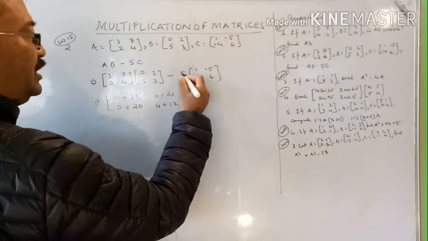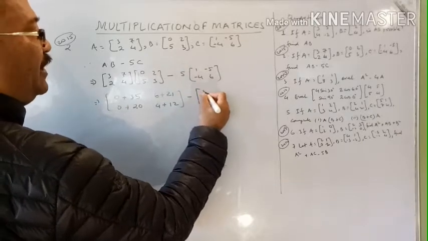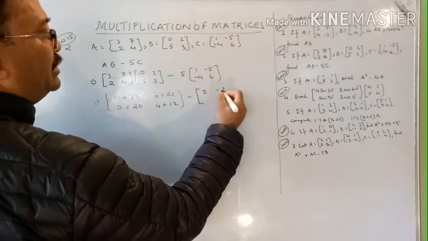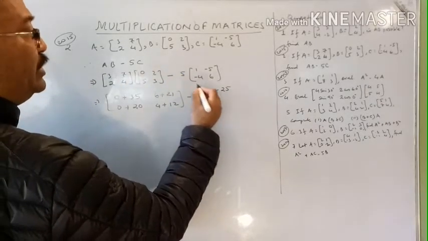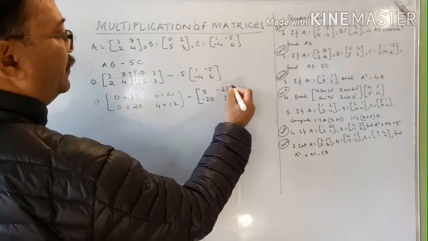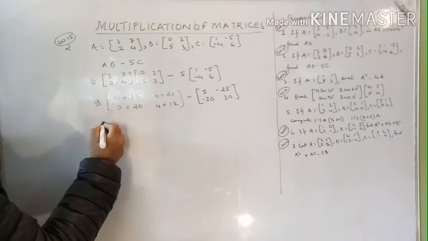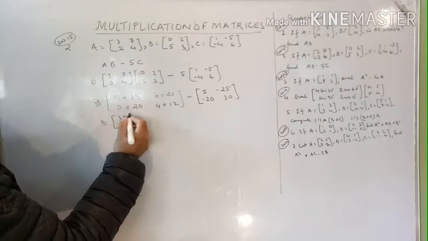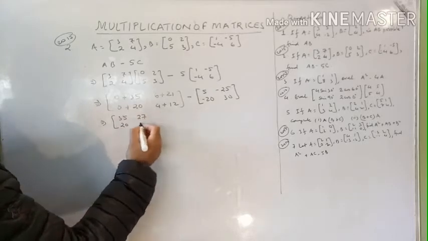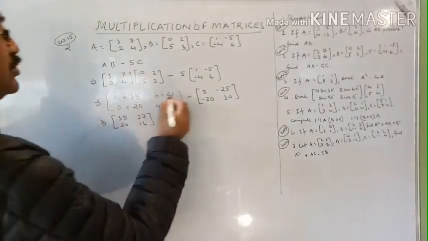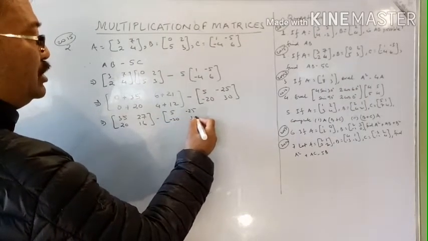Now here, it is not a matrix but a scalar quantity, so you multiply all the elements. So 5 1s are 5, minus 5 5s are 25. Remember, the minus sign stays as it is, so you multiply only by 5. 5 4s are minus 20, and 5 6s are 30. Okay, so simplify further. This is 35, this is 27, this is 20, and this is 16. Minus 5, minus 25, minus 20, 30.